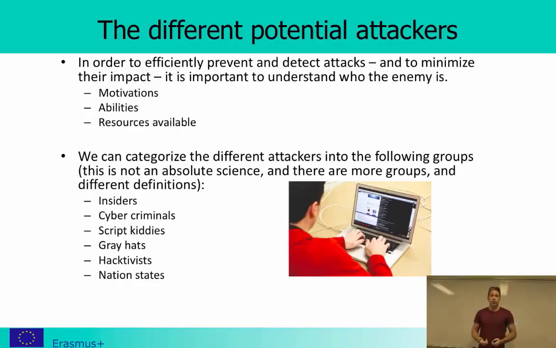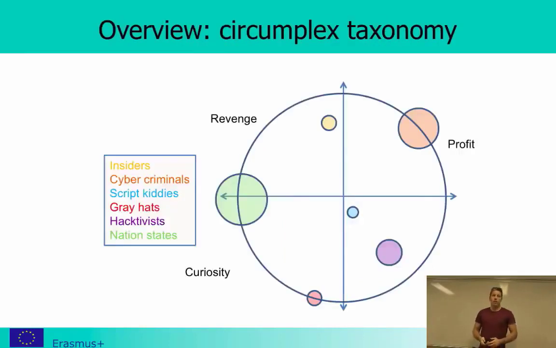So I will go briefly through 6 different groups of attackers, namely insiders, cyber criminals, script kiddies, grey hats, hacktivists and nation states, and these are 6 very different groups. What we can see in the overview here is that insiders are a small group working either for revenge or profit. Cyber criminals are a large group, and they are mainly interested in doing things for profit. We can see hacktivists who are more looking for curiosity or having a political goal, recognition.